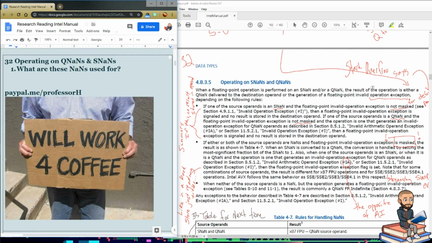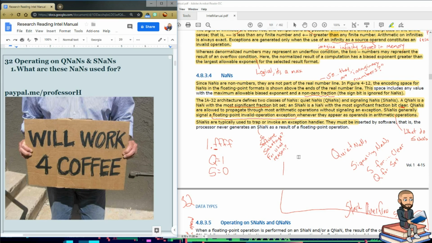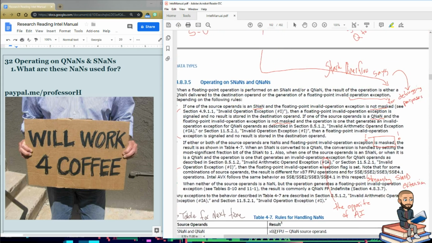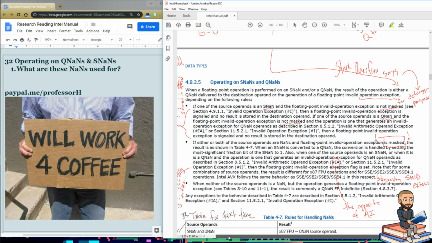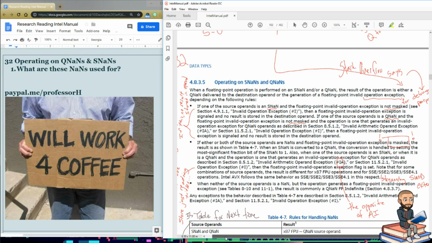The objective today is to explain what the Intel manual says about operating on SNaNs and QNaNs. Last time we talked about what a NaN is, that is, not a number. Not surprisingly, they are not a part of the real number line. So that makes me think we're talking about imaginary numbers at this point, right? Well, right from the beginning, I just want to say they are used for debugging purposes. Apparently, a skilled debugger can use these different types of NaNs for different purposes.